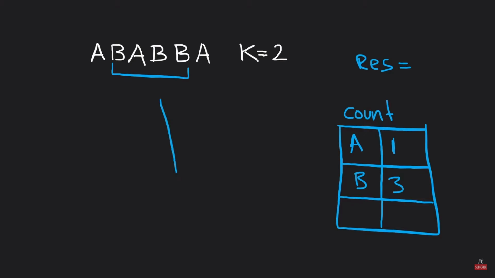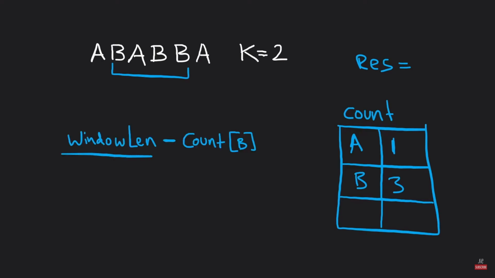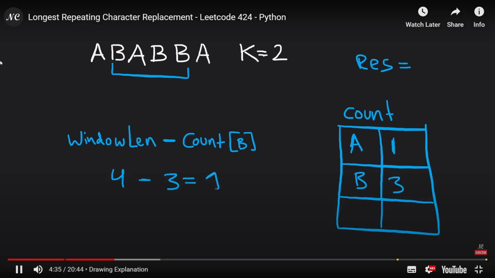So how do we know if this window is valid? What we're going to do is take the length of the window, which we know in this case is 4, and take the count of the most frequent character. In this case, that's B, and the count of it happens to be 3, so we're going to take 4 minus 3, and from that, we get a 1.